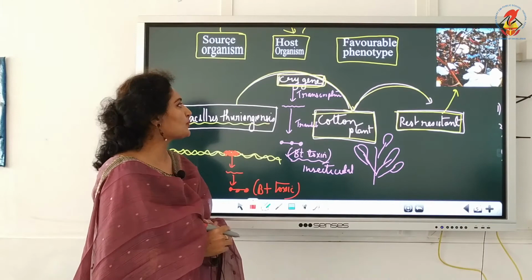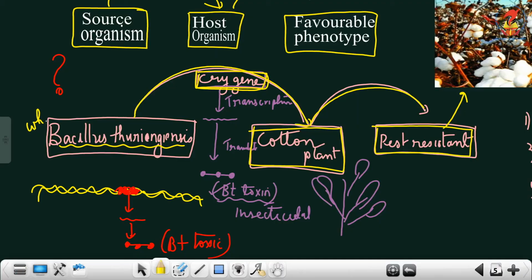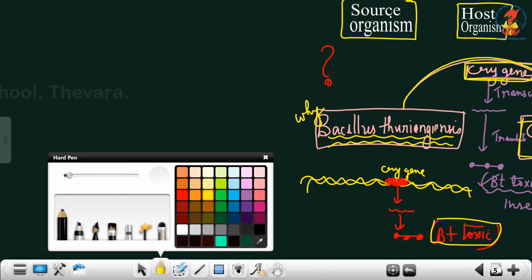Now a question arises: if it is toxic, why is it not toxic to the source organism? The source organism has this cry gene, which expresses into the BT toxin, which is highly toxic, even toxic to man, we also cannot eat it. Then why is it not toxic to the source organism Bacillus thuringiensis, which bears it? It can easily die.